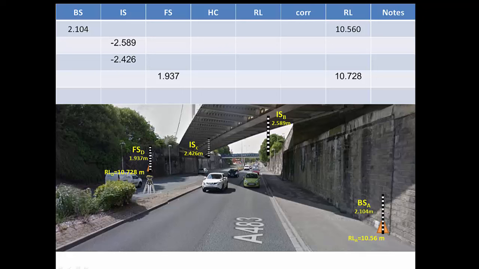The first step is then to work out the height of collimation and the reduced levels will follow on from there. So again, pause the video and see if you can work out what those values would be.